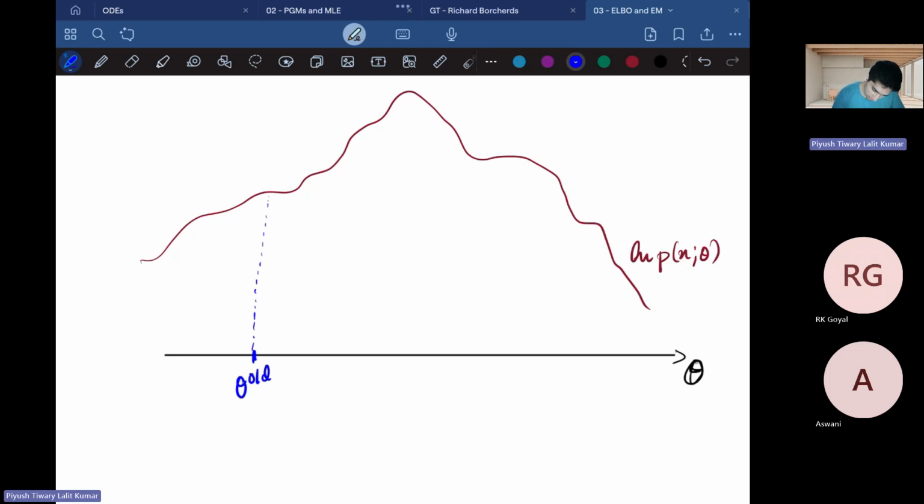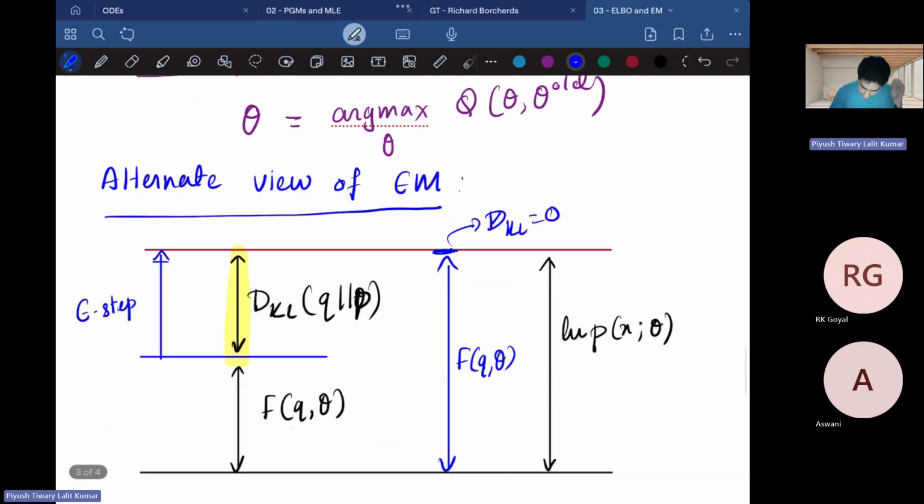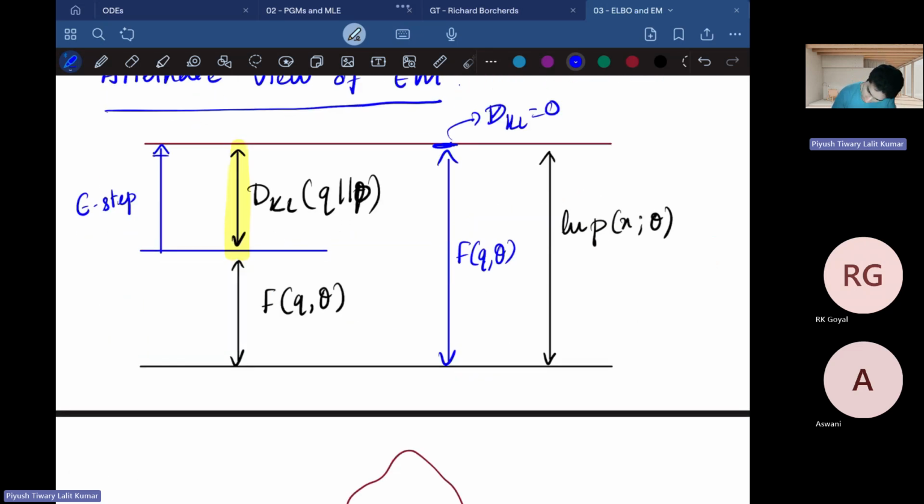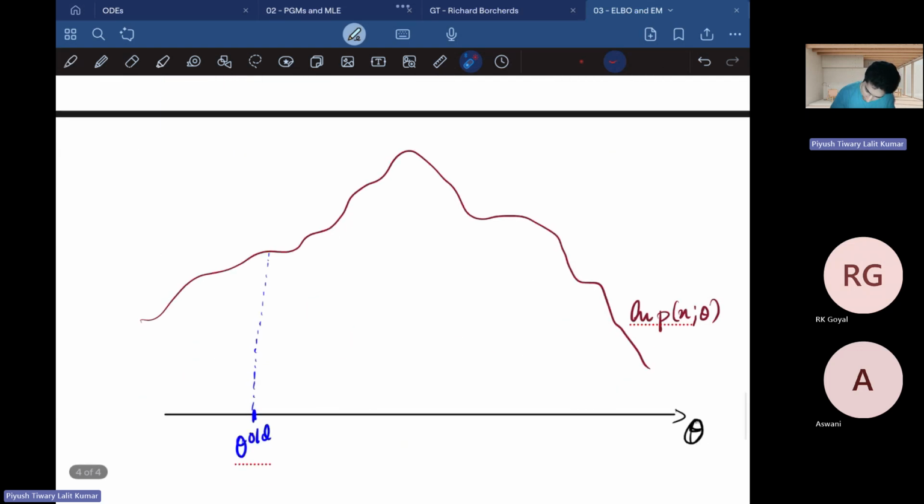So remember that the ELBO is a function of both, right? It is a function of q and theta. Now, what you have done is you have fixed theta, right? What you can do is there can be different values of the ELBO, right?